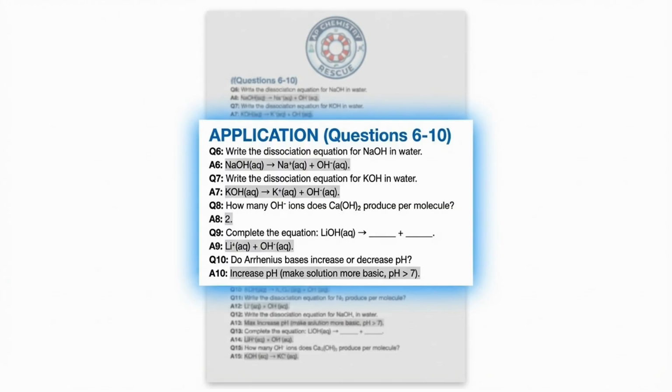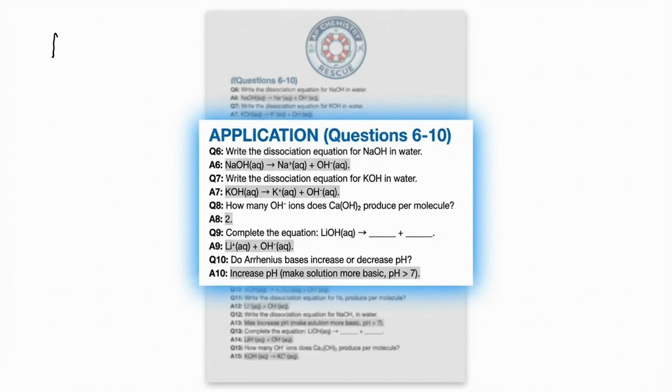Now let's level up. These are application questions. You are going to write equations and do calculations. This is where we actually use what we learned. Write the dissociation equation for sodium hydroxide in water. What is the equation? Let me see if you can do this correctly.